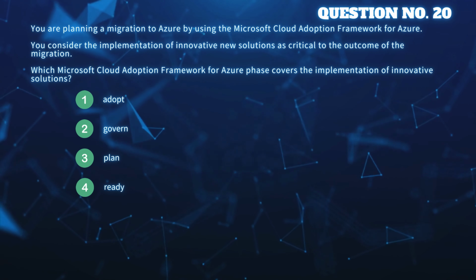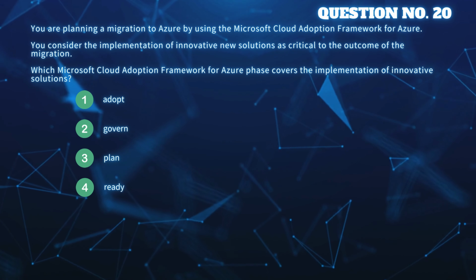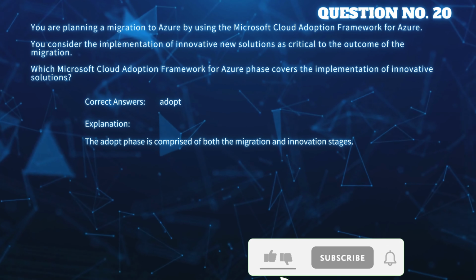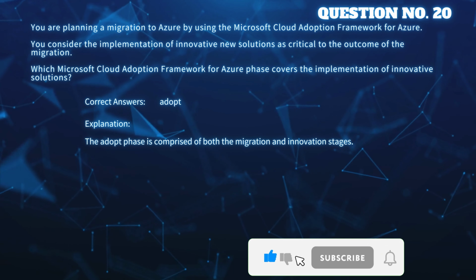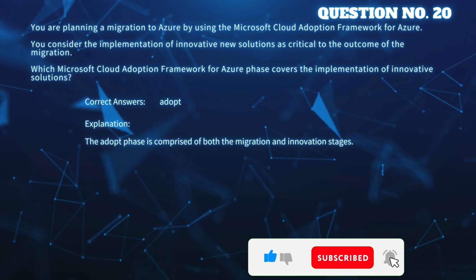Option 1, Adopt. Option 2, Govern. Option 3, Plan. Option 4, Ready. Correct answer, Adopt. Explanation: the Adopt phase is comprised of both the migration and innovation stages.